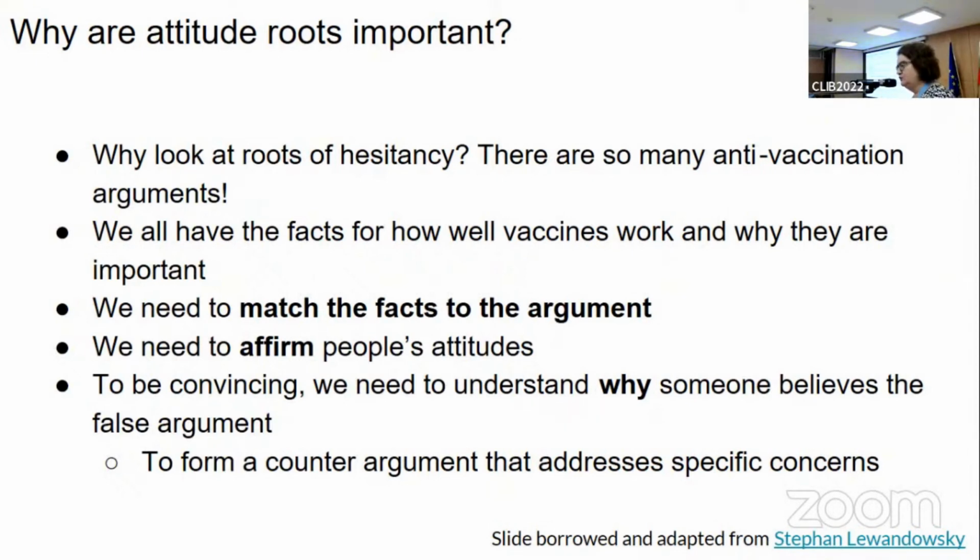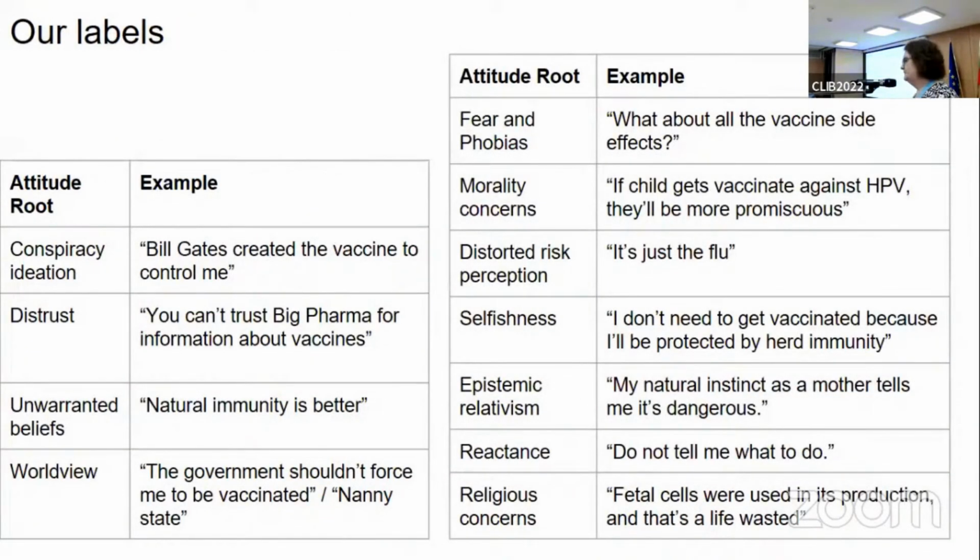And to be convincing, we need to understand why people believe the foolproof argument. What is behind that? This would allow us to form a good counter argument that addresses the specific concerns of that particular person. And in this experiment, psychologists have constructed a taxonomy of attitude roots. So these are basically these 12 labels. So we already discussed the distrust, but there are conspiracy ideation, worldview, fears and phobias, morality concerns. So these are 12 labels to label attitude roots.